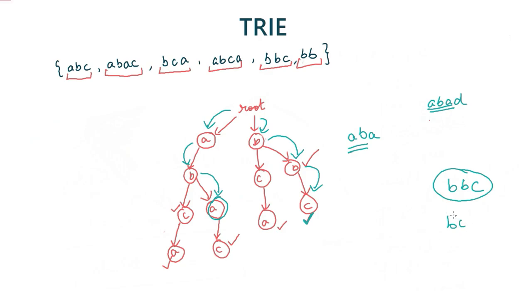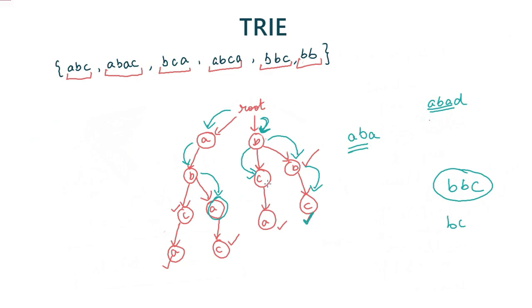So the first letter is B, so we transition to B, and then the second letter is C, so from B we go to C, and since this is the last letter that we have transitioned, we need to check whether the boolean here is true or false. So the boolean here is false. That means there is no word ending at this node. So this string BC does not exist in the dictionary.